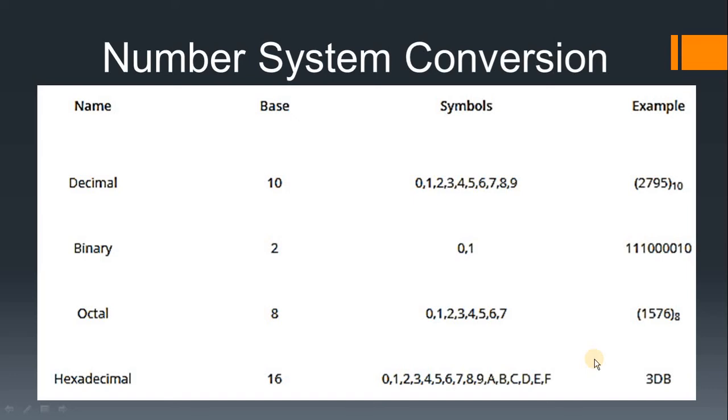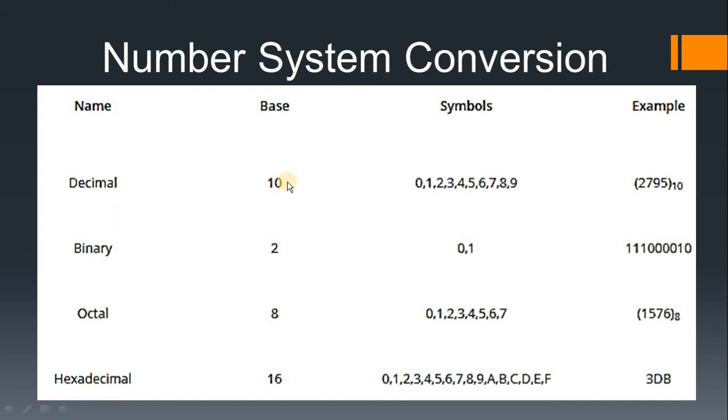Hello dear student, today we will see number system conversion. So first we will see what kind of numbers we have in the computerized system. In the computerized system, there are a total of 4 types of numbers: decimal, binary, octal and hexadecimal.